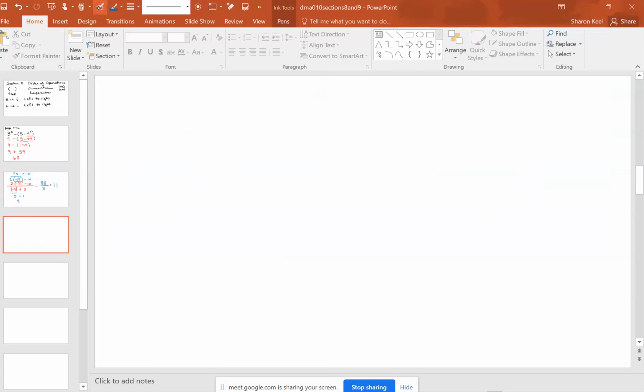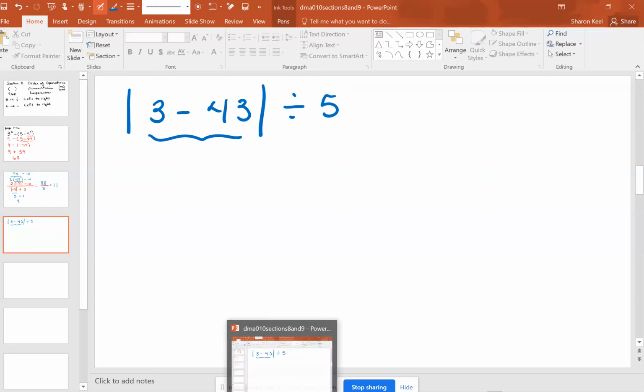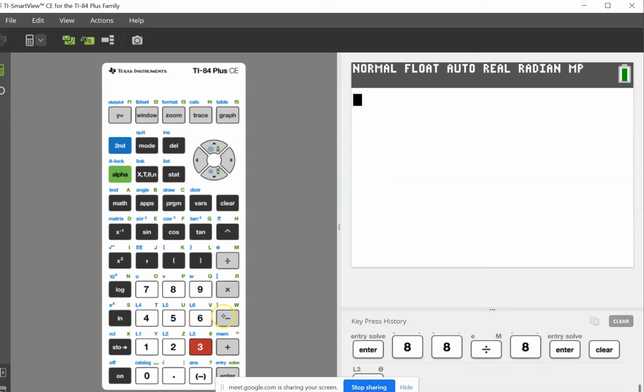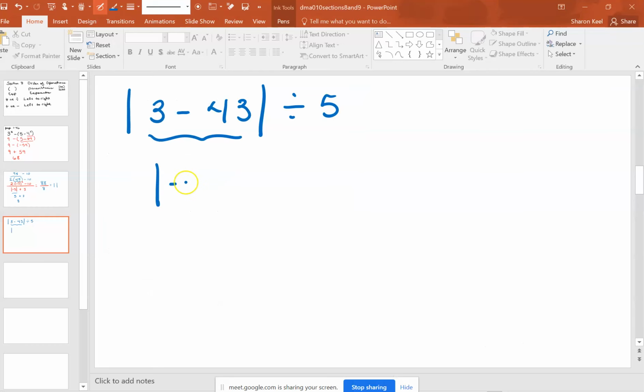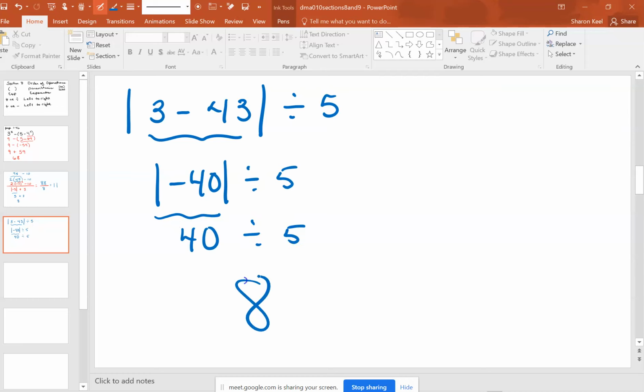Let's look at problem number 5. I just wanted to choose another one that had another absolute value for you. 3 minus 43, absolute value symbol around it, divided by 5. Okay, first we're going to do 3 minus 43. So 3 minus 43 gives us a negative 40. So we have the absolute value of negative 40. That would give us a positive 40. And then 40 divided by 5 gives us a solution of 8.